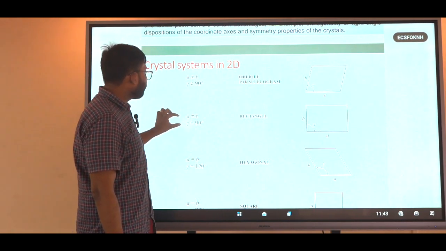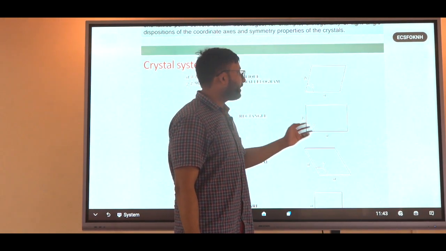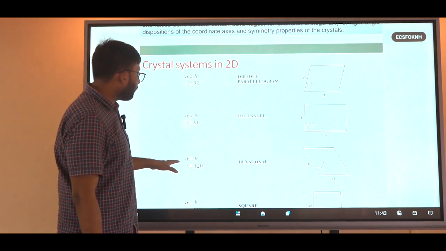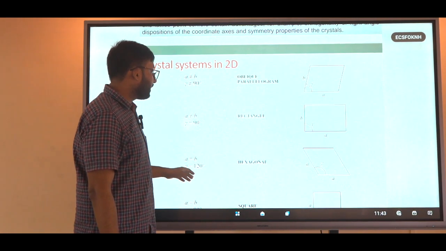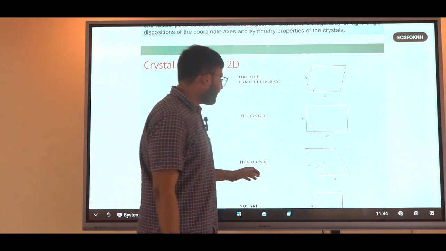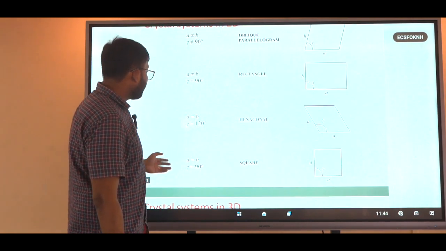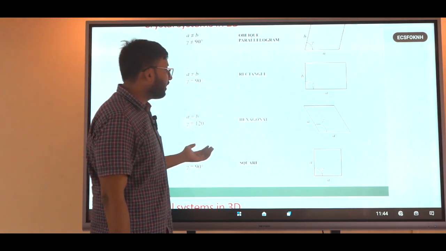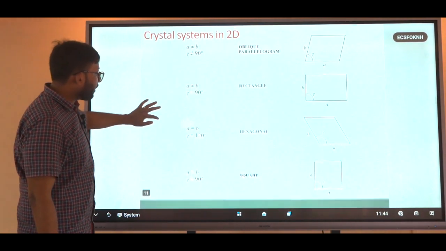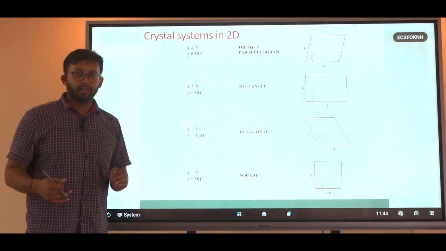Similarly, if we consider the angle between them to be 90 degrees and A is not equal to B, then we'll call it a rectangle. In the third case, if A is equal to B and gamma, that is the angle between A and B, is equal to 120 degrees, then we'll call it hexagonal. And if A is equal to B and gamma is equal to 90 degrees, then we'll call it square. So this is the crystal system in 2D. We also have crystal system in 3D. We will discuss it in the next class. Thank you.